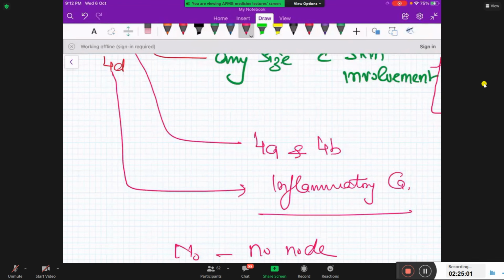Inflammatory carcinoma is T4, and once it is T4, it is always stage 3. And what is the treatment of stage 3? Neoadjuvant chemo, followed by MRM, followed by chemo, followed by RT.